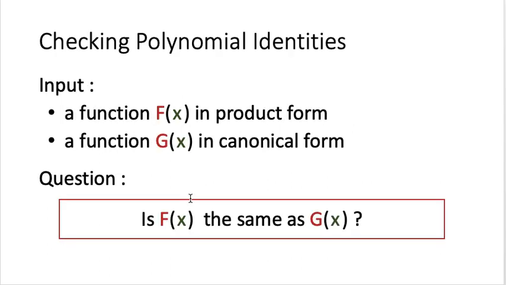So let me define the problem for checking polynomial identities. The input has two parts. The first one is a function f of x, and this function is in product form. I will give you an example of what a product form looks like. And the second part is another function, g of x, and g of x is in canonical form. So that means that we have two functions, f and g. And our question here is whether f and g represent the same thing, whether they are the same function.